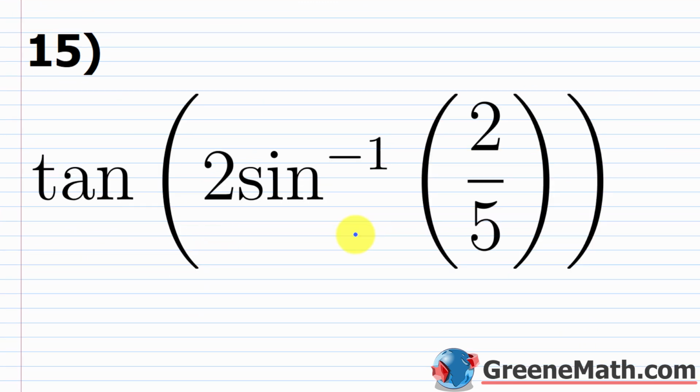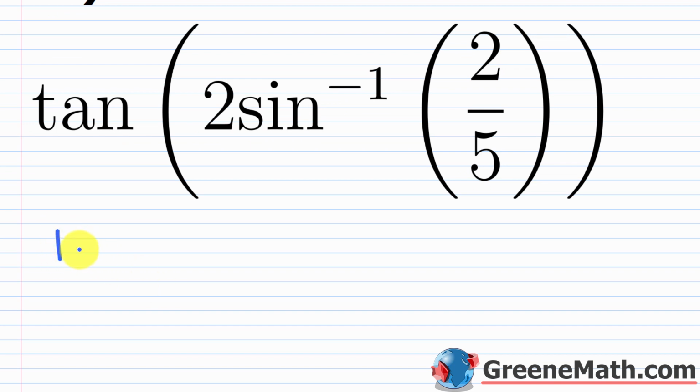All right, let's take a look at problem 15 now. So we have the tangent of, we have 2 times the inverse sine of 2/5. So let me slide down here a little bit. I'm just going to make a little substitution. So let u be equal to this part right here. So we're going to say the inverse sine of 2/5.